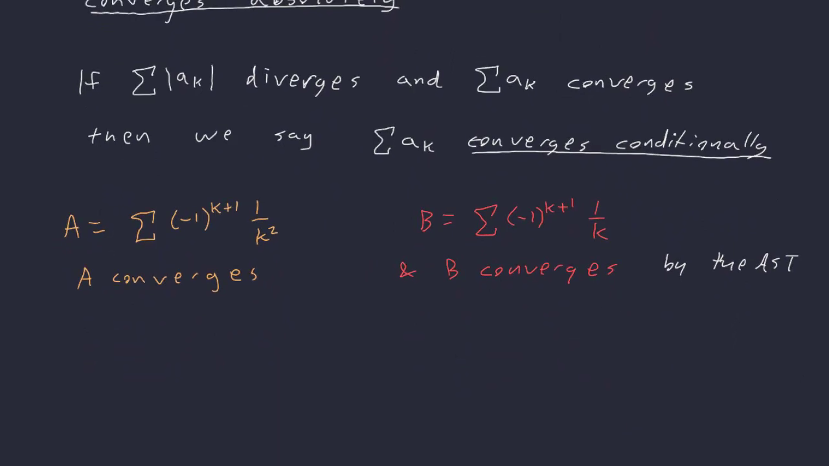Okay, we've already looked at that. However, if we look at the series of absolute values of A, right, if we take all the absolute values, all right, then, well, first of all, every positive or negative 1 is just going to become a positive 1. And then 1 over k squared is positive, so it's just going to come out to be the series of 1 over k squared, and this is a convergent p-series.